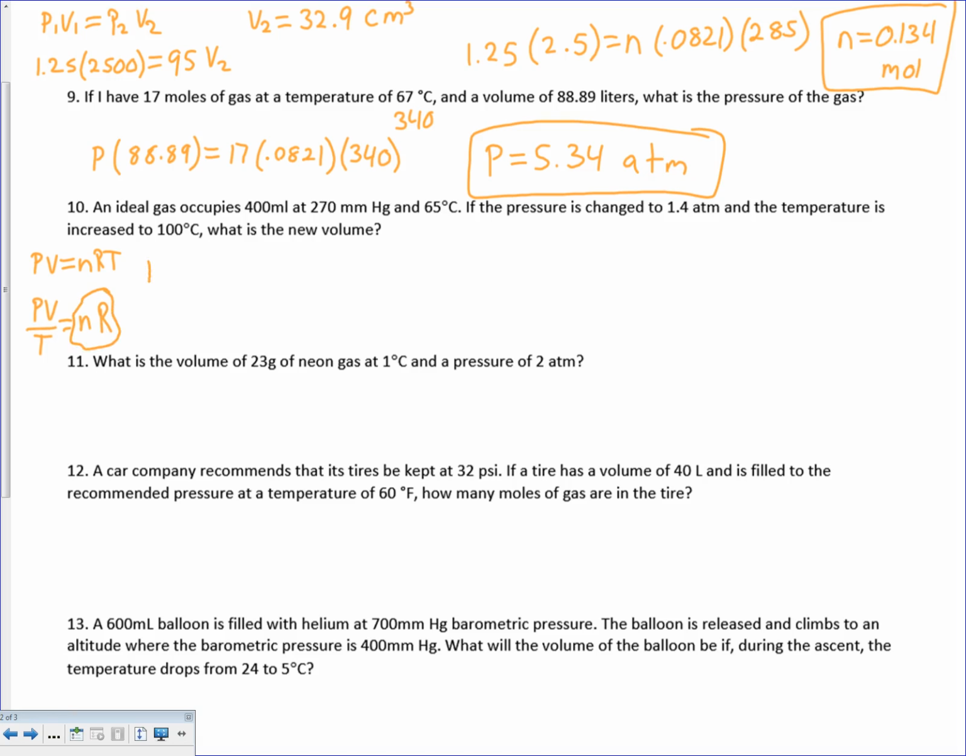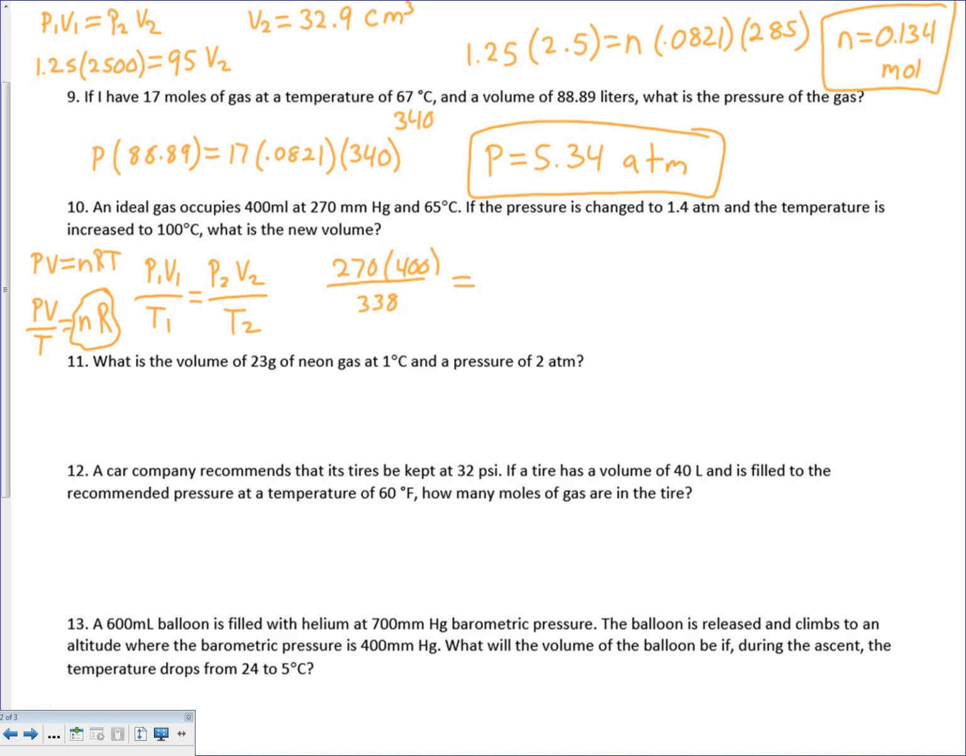So we know that P1 V1 over T1 equals P2 V2 over T2. Then we're just plugging in numbers. So 270 times 400 over 338 equals.